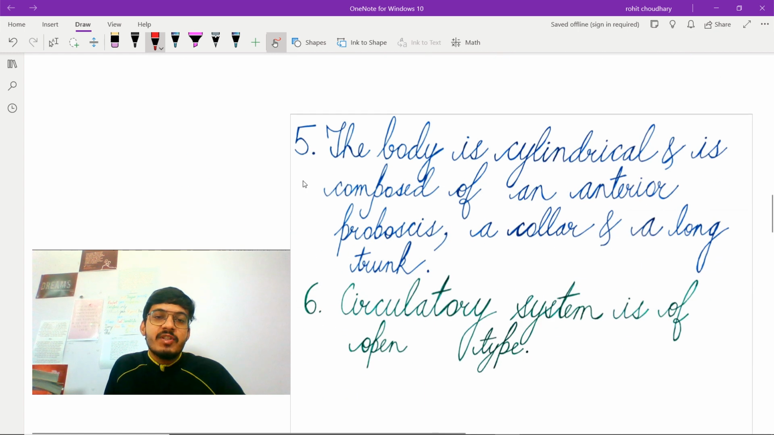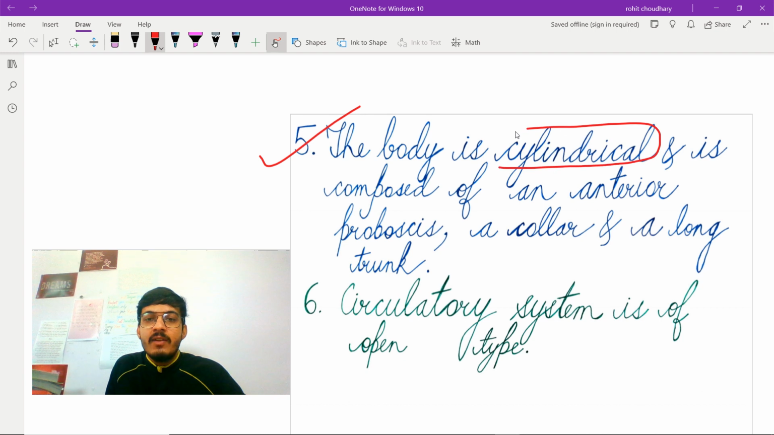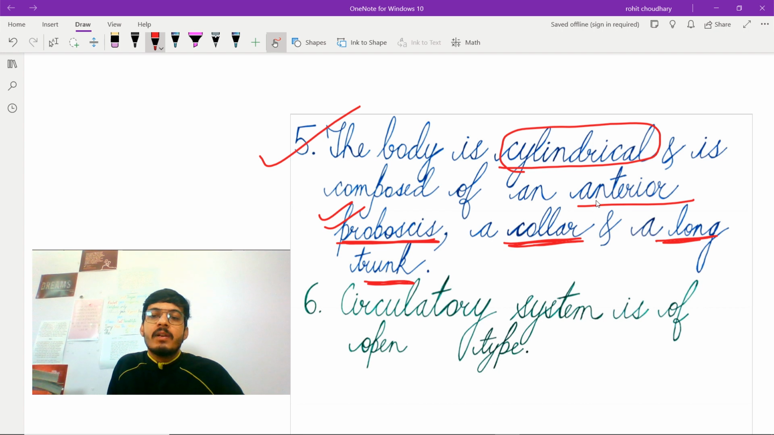The next important feature under phylum Hemichordata is the body is cylindrical in shape and is composed of an anterior proboscis. On the anterior side, a proboscis will be present. In the middle, a collar will be present, and on the posterior side, a long trunk will be present. So you have to remember these three important parts. First one is proboscis, the second one is collar, and the third one is a long trunk.